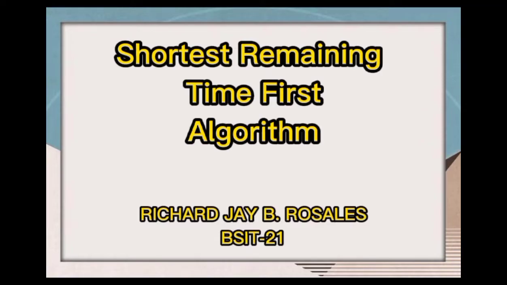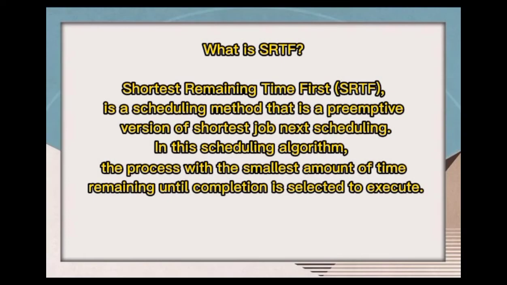Shortest remaining time first. What is SRTF? Shortest remaining time first is a scheduling method that is the preemptive version of shortest job next scheduling. In this scheduling algorithm, the process with the smallest amount of time remaining until completion is selected to execute. Let's start the simulation.